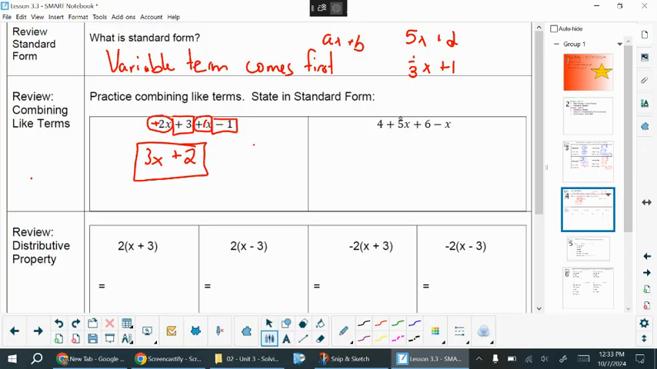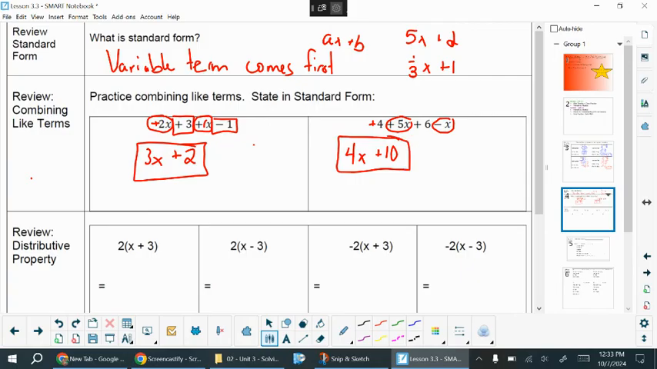We can just write 3x plus 2. On this next one, we have something that we need to be really careful with, and that is this negative x. So if I have 5x and minus x, I have 4x. And then a positive 4 and a positive 6 makes positive 10. So 4x plus 10.